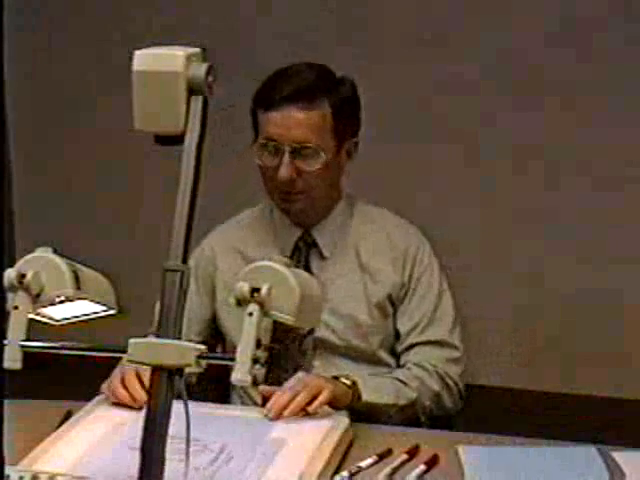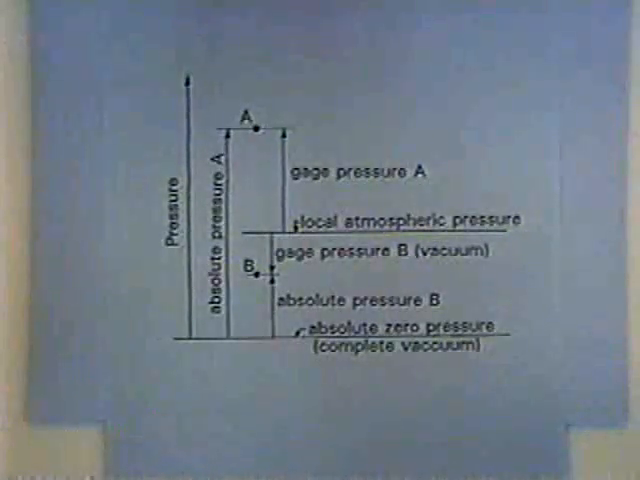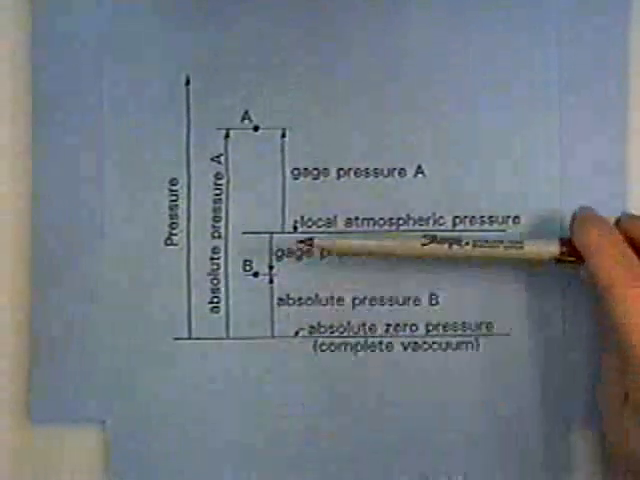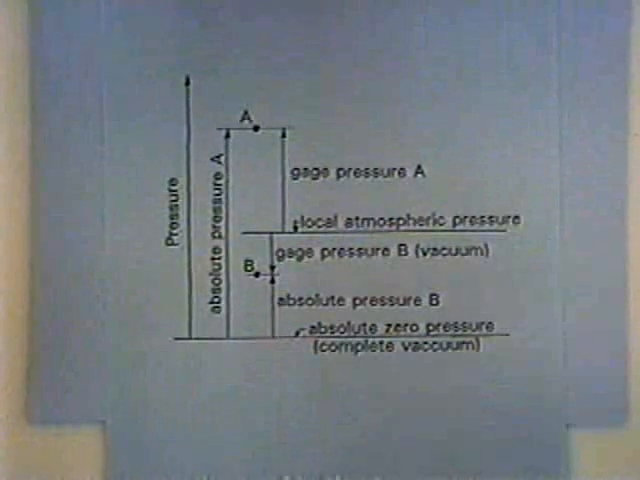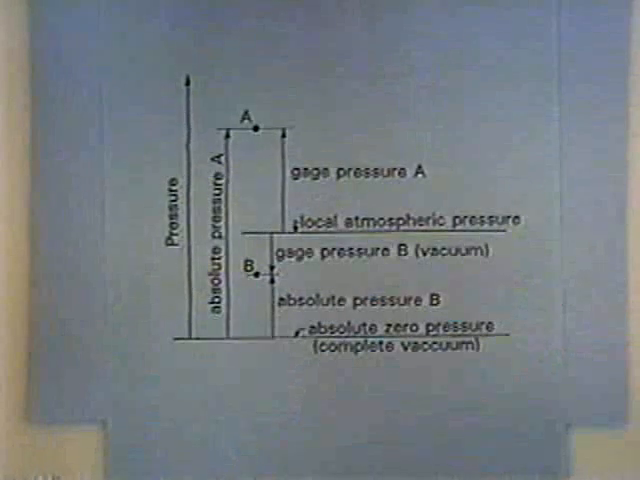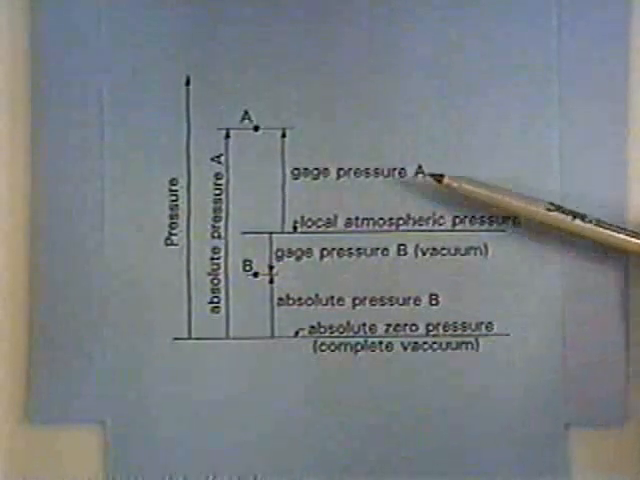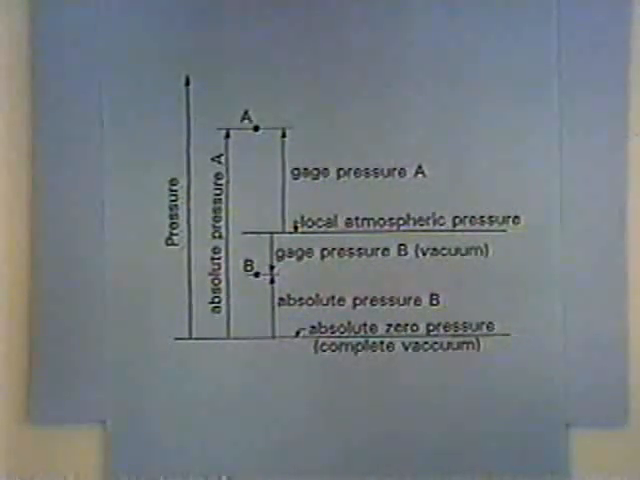And this concept is illustrated schematically here. If you take a point A, for example, on the schematic, point A has a pressure greater than atmospheric pressure, and so we can measure the pressure from the local atmospheric pressure, and that would be the gauge pressure at point A, or we can start from absolute zero and measure the pressure and get the absolute pressure at point A. And of course the gauge pressure plus the atmospheric pressure gives us the absolute pressure at that point.